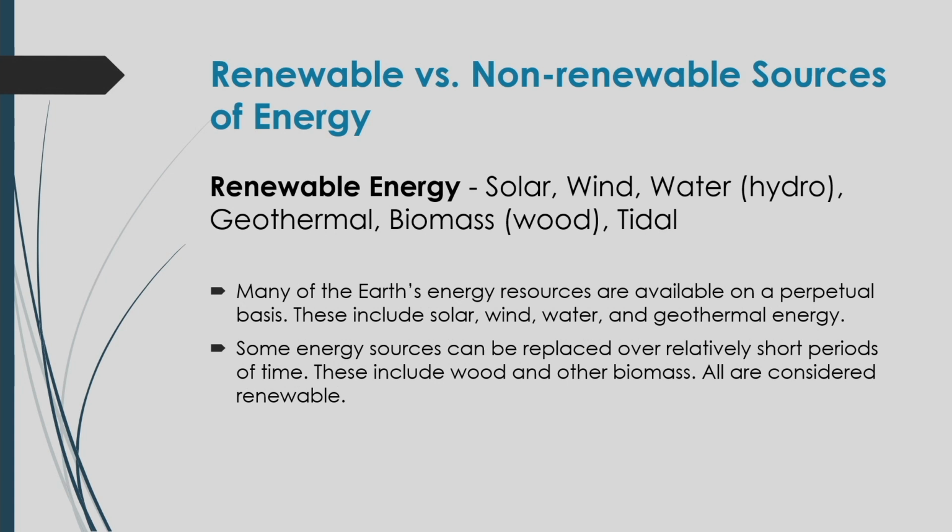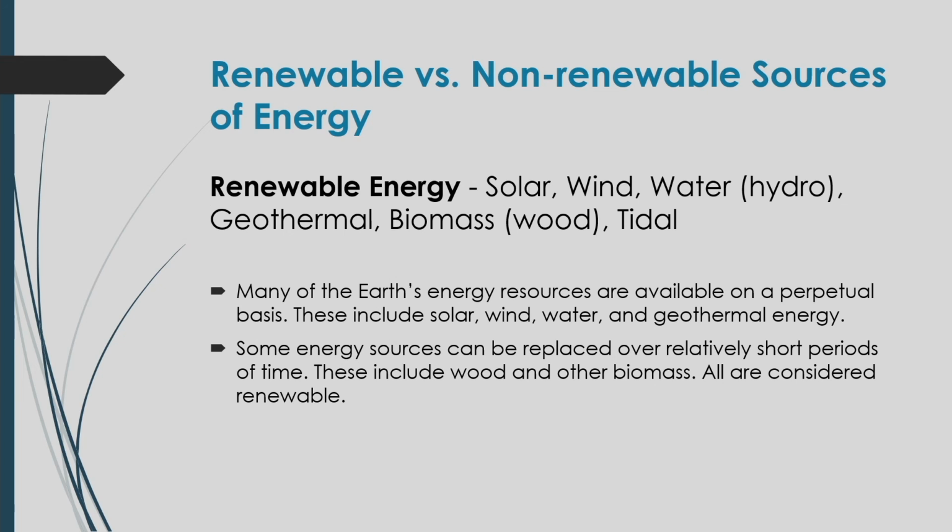Now, before going to that energy balance equation, again you have to know what are the different types of energies and what are the sources of that energy. You know that there are two types of energy, one is called renewable energy, another is called non-renewable energy. Renewable energy includes solar, wind, water, hydro, geothermal, biomass, wood, tidal. This type of energy is called renewable energy.